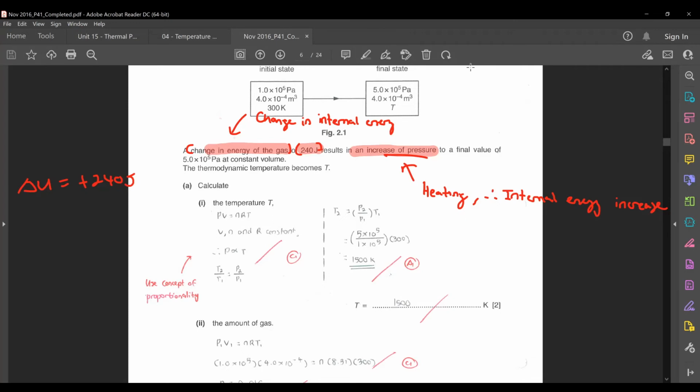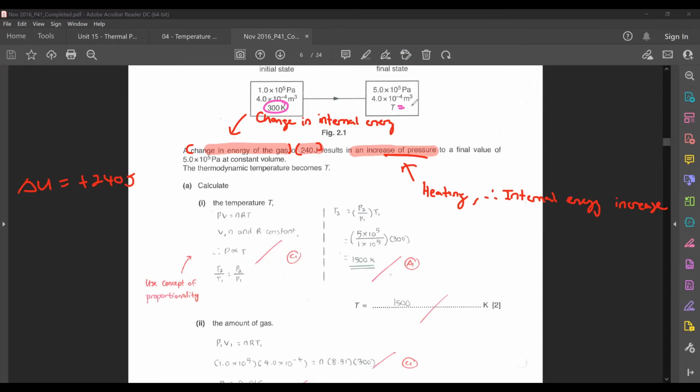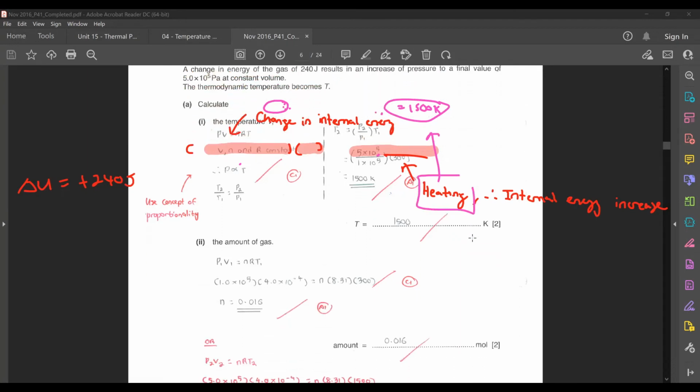Actually, you can also deduce it from here. Because you see, your temperature is 300K. Your T is 1500K. You can also deduce it from here. I saw an increase in pressure at constant volume, so obviously temperature will increase. But I can also double confirm it by looking at the temperatures. 300 Kelvin to 1500 Kelvin, this is obviously heating. So heating, internal energy increases.